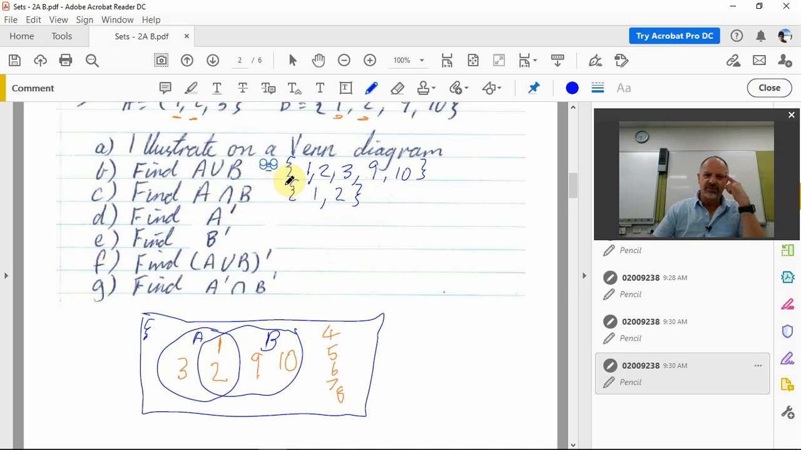Now, I didn't mention before with the union, even though the 1 and the 2 are in both A and B, for the intersection you only list them once. Okay, we don't list these things twice.